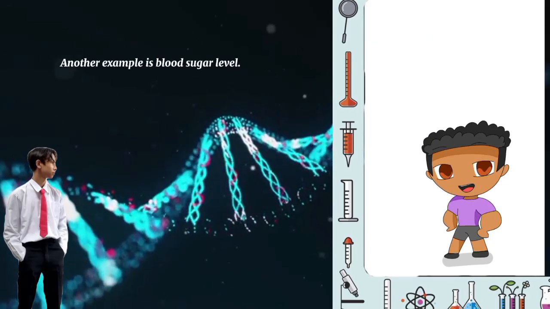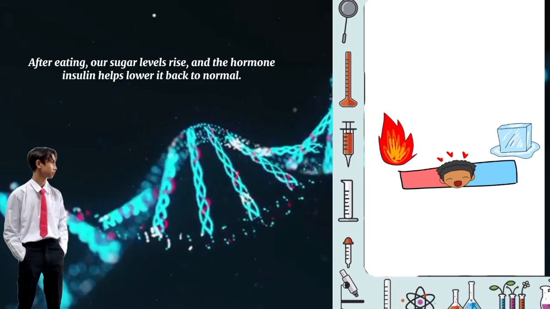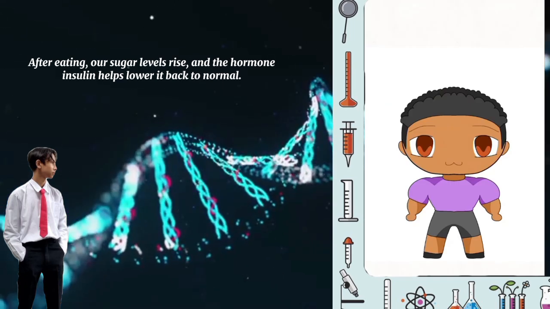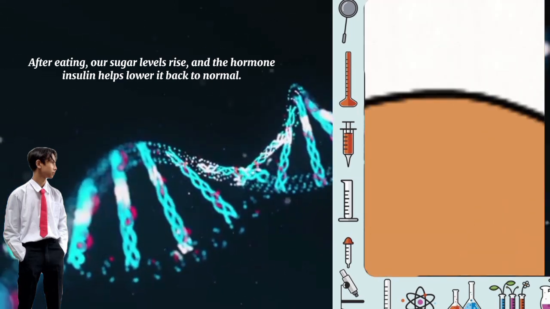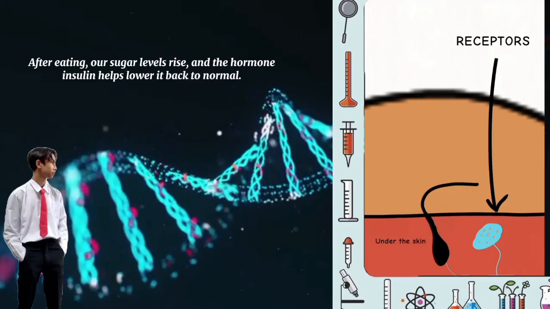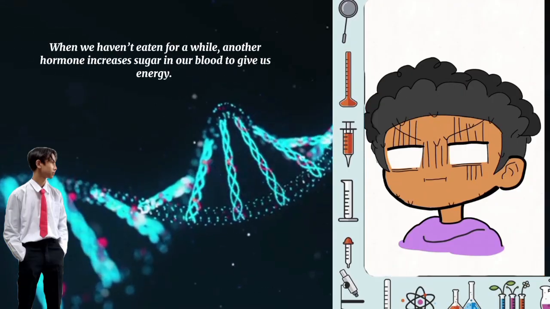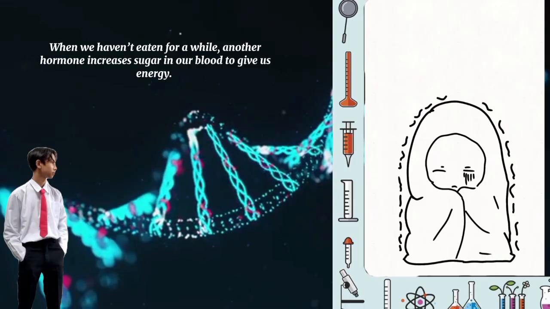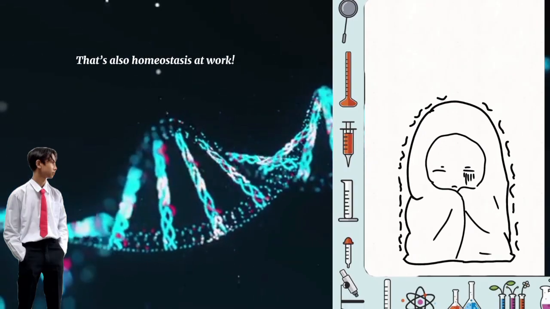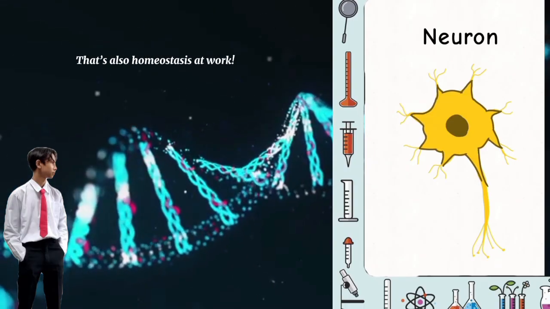Another example is blood sugar level. After eating, our sugar levels rise. The hormone insulin helps lower it back to normal. When we haven't eaten for a while, another hormone increases sugar in our blood to give us energy. That's also homeostasis at work.